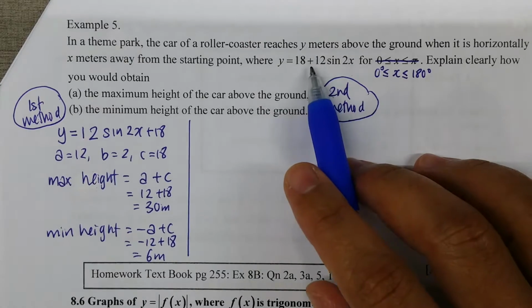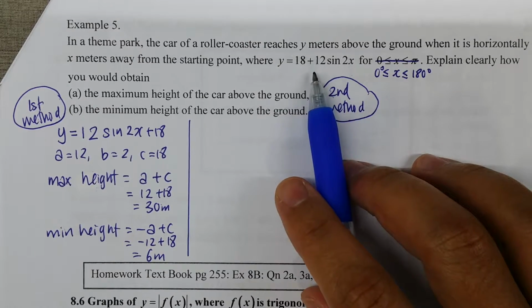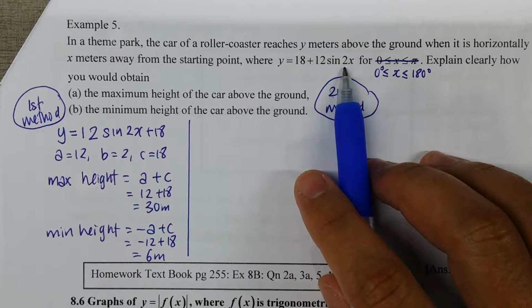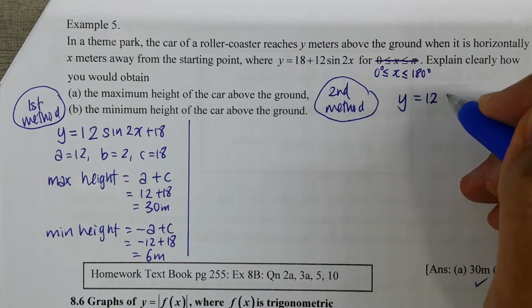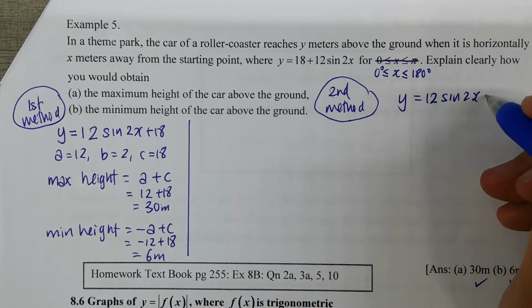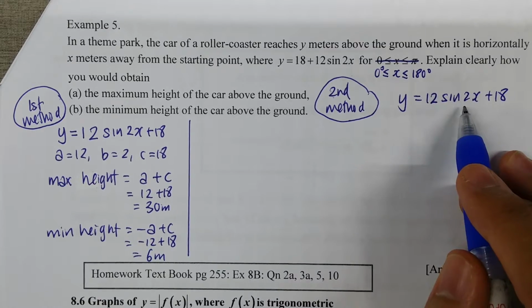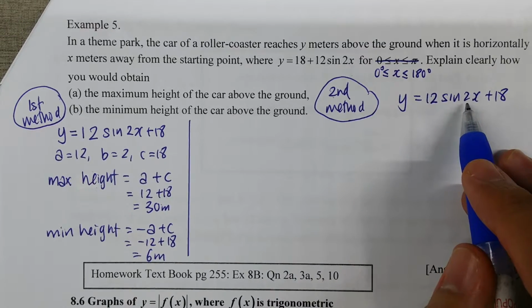So for this case, if you can visualize how the graph will look like, there are two cycles in 360. Alright, again let me rewrite. Y equals to 12 sine 2x plus 18. There are two, B is 2, so there are two cycles in 360. So there should be one cycle in 180. Am I right?